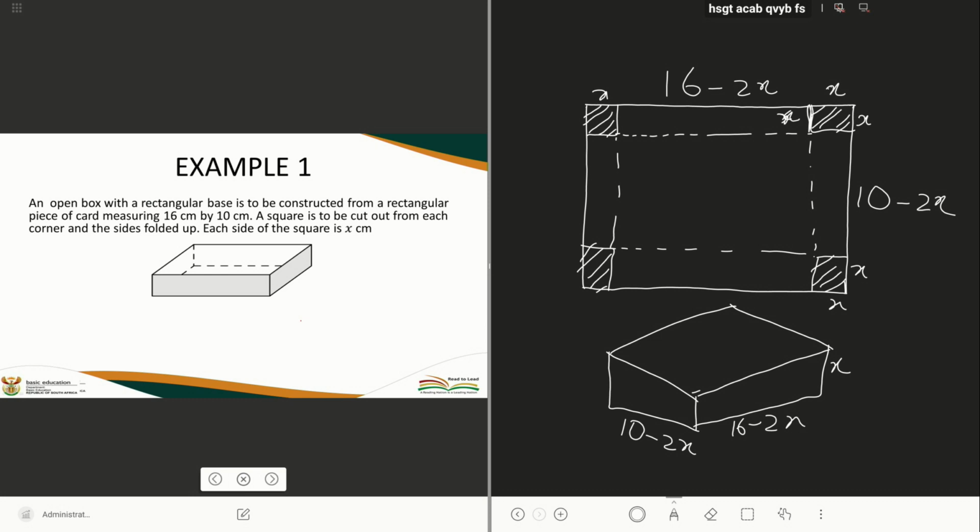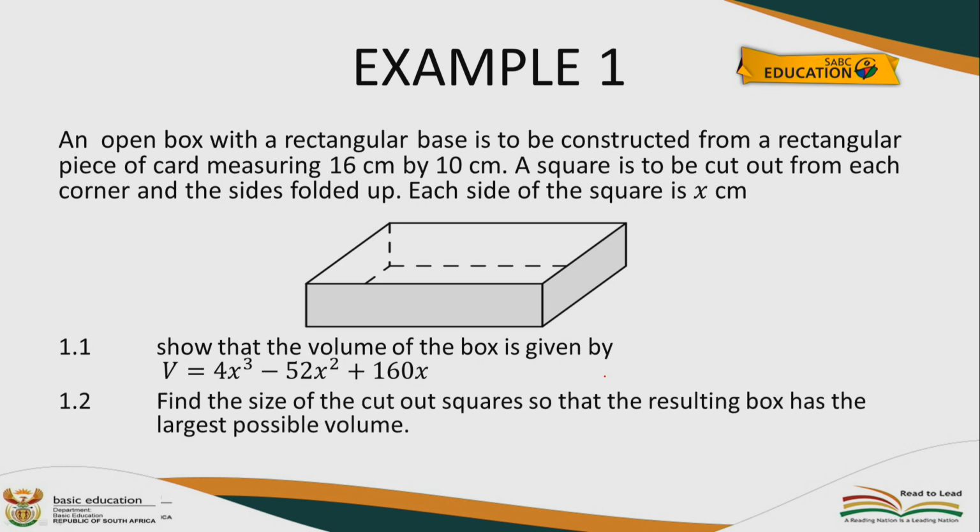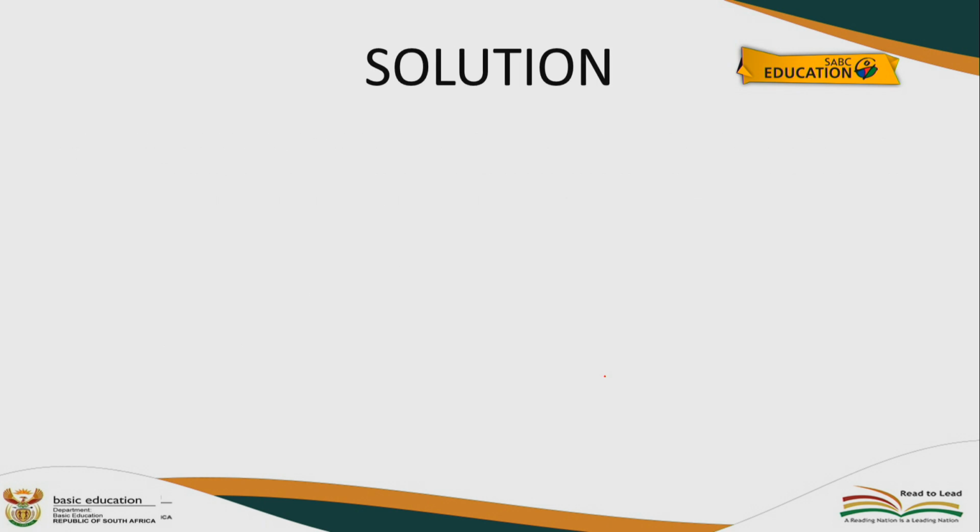Now, let us look at what we are asked to do. The first question, they want us to show that the volume of the box is given by V equals 4x cubed minus 52x squared plus 160x. And then secondly, they want us to find the size of the cut out square so that the resulting box has the largest possible volume. So very important here, they want us to determine the value of x in 1.2. Okay, let's look at the solution.